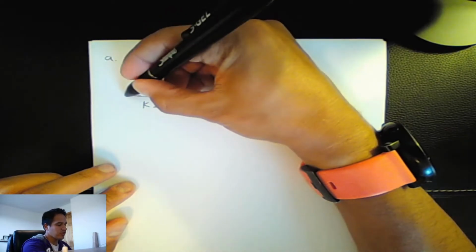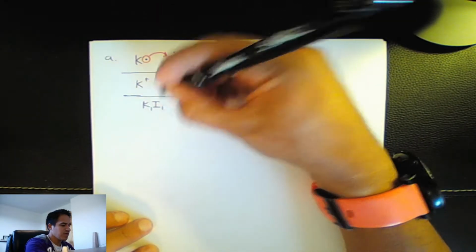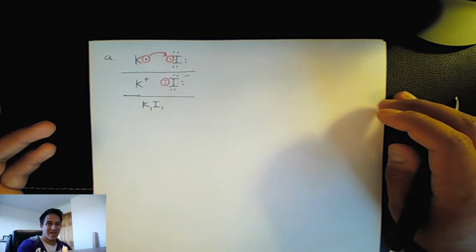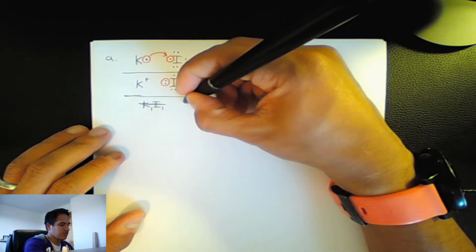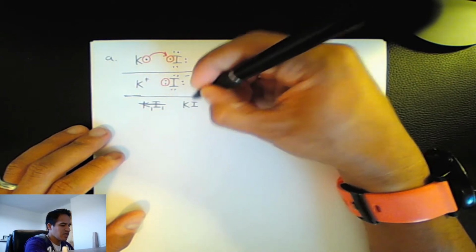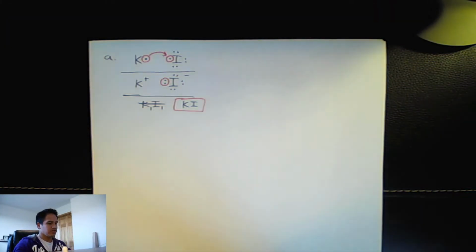Now remember, we write numbers to indicate how many. So we have technically 1 potassium and 1 iodine, so K1I1, but we don't write ones in chemistry. So grammatically that is incorrect. We would just write it as KI with no ones on it. So there is our formula.